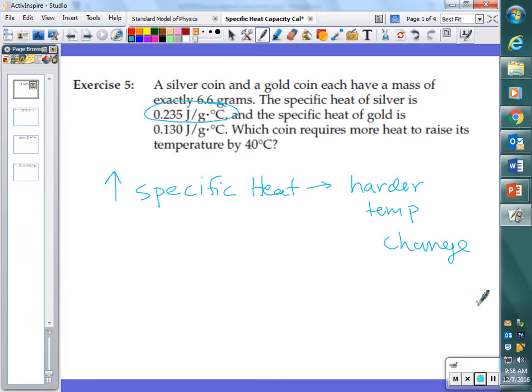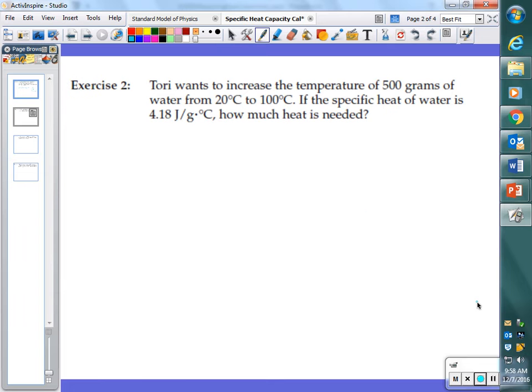Let's take a look now at question or exercise number 2. It says, Tori wants to increase the temperature of 500 grams of water from 20 degrees Celsius to 100 degrees Celsius. If the specific heat of water is, that's basically boiling water because water that comes out of the tap is about 20 degrees Celsius and 100 degrees Celsius is the boiling point. So she wants to boil some water. How much heat is needed?